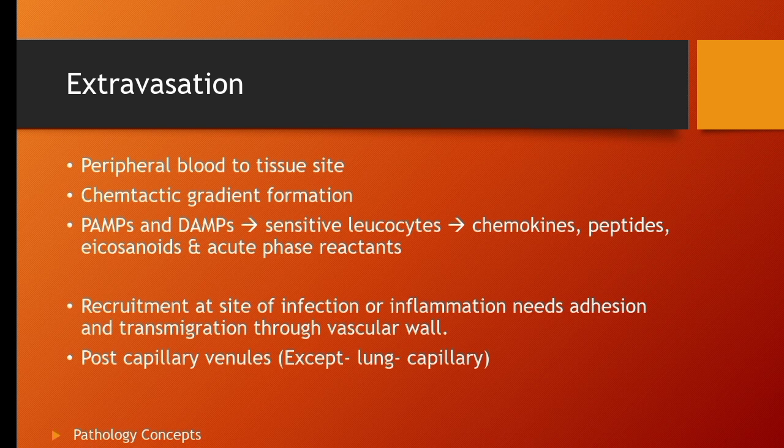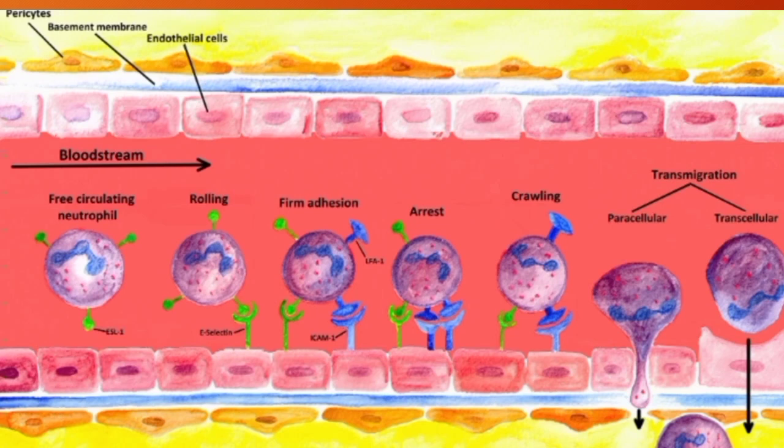Recruitment of neutrophils at the site of infection or inflammation needs adhesion and transmigration through the vascular walls. In all tissues, migration occurs in the post-capillary venules, except in the lung, where this process occurs in the capillaries. This is the graphical representation of the rolling, adhesion, arrest and crowding of neutrophils at the site of infection or inflammation. The first step is activation and upregulation of adhesion molecules in the post-capillary venular endothelium at the site of inflammatory tissue. Important adhesion molecules are P-selectin and E-selectin.